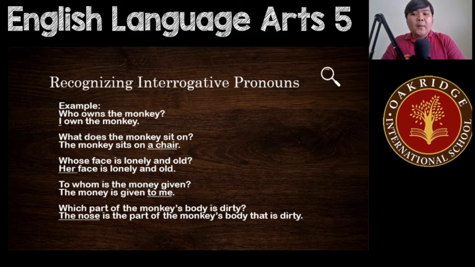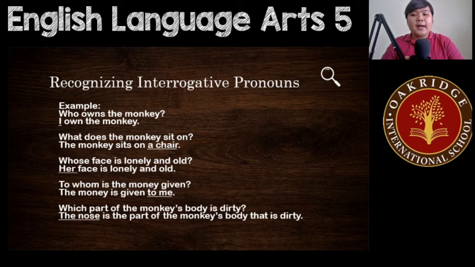How about the next one? What does the monkey sit on? The monkey sits on a chair. On what? A chair. That is what you will use: what, because a chair is an inanimate object. Next. Whose face is lonely and old? In this situation, whose is replacing her, a possessive determiner. Her face is lonely and old.